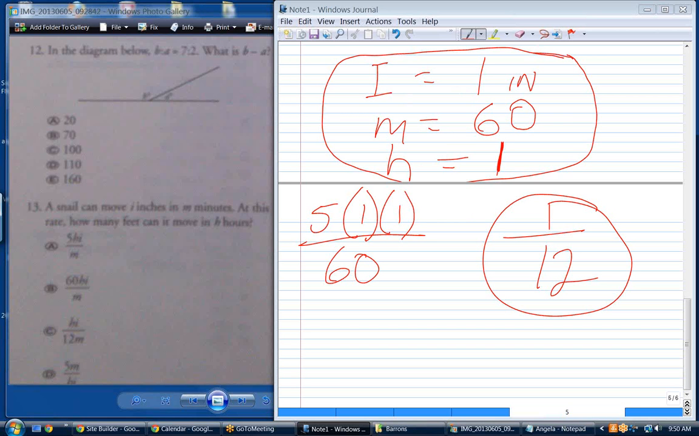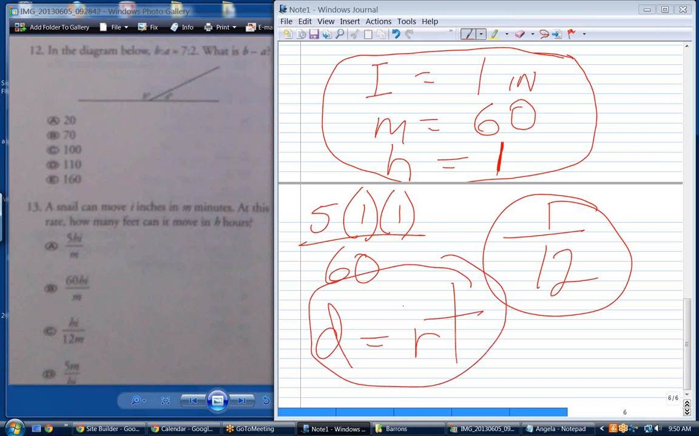You didn't need to know the distance equals rate times time, which is a good formula to memorize. That is something you're going to need to know. The distance equals rate times time, but that was something we can do internally in our head. We know that if it goes 1 inch in 60 minutes, it goes 1 inch in an hour, and if it goes 1 inch in an hour, it's going 1/12 of a foot in 1 hour.